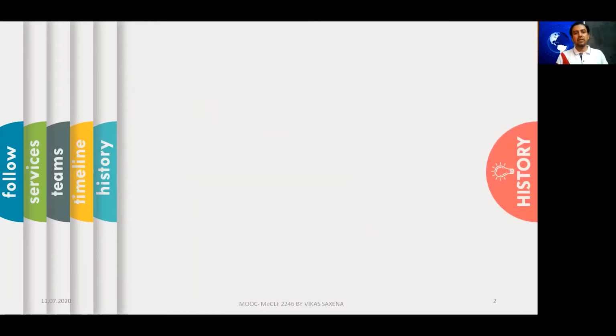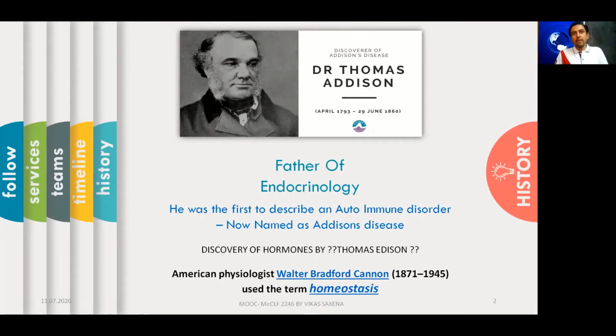We'll start with the history of endocrinology. See, the discoverer of Addison's disease, Dr. Thomas Addison, he is known as the father of endocrinology. And he was the first who described that due to the low functioning of adrenal gland, Addison's disease occurs. Now, this Addison's disease is just due to the hyposecretion of the hormones from the adrenal cortex. Remember, from the adrenal cortex. We are not talking about the adrenal medulla. Due to this discovery, he's termed as the father of endocrinology.